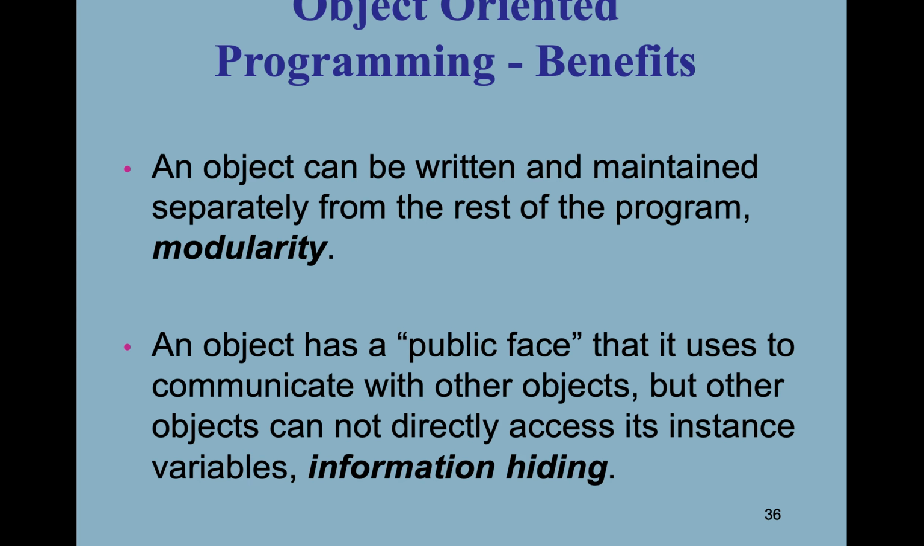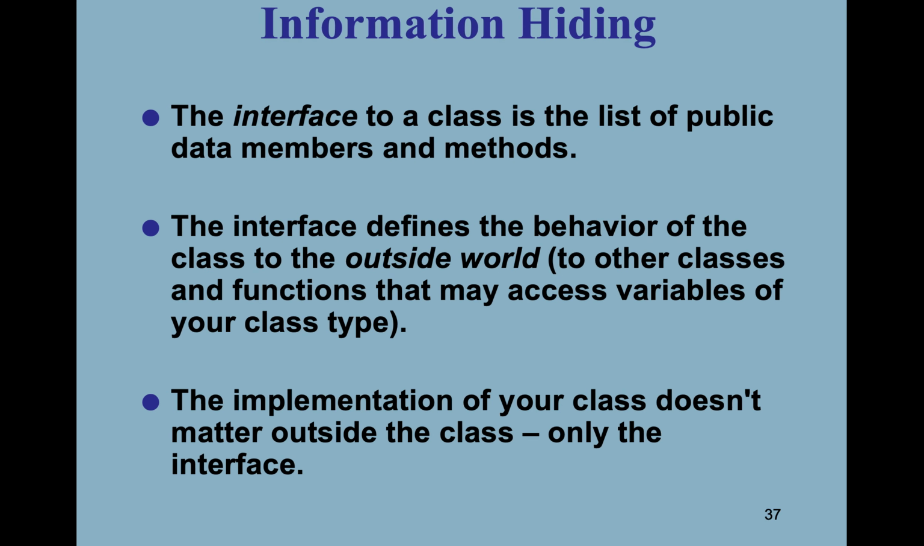And the information hiding part of it is the fact that we don't have to worry about how the class was implemented. We don't even have to touch the class. We just use it because the functionality has already been implemented. And it gives us modularity and it gives us reuse, which are really good object-oriented features. So information hiding, the interface to the object or the class, is the list of public data members or methods.